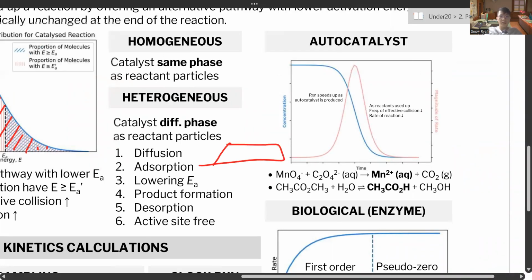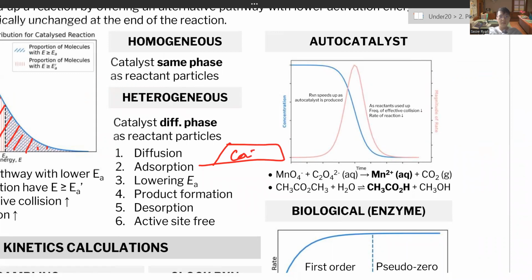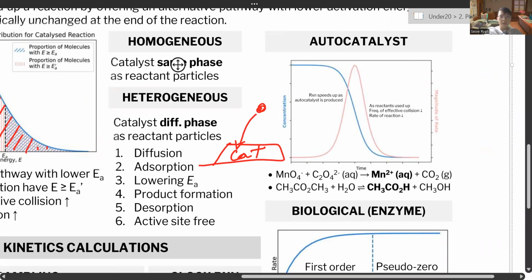So this is a catalyst. The reactant molecules will diffuse to the surface and adsorb onto the surface. Adsorption is something like getting stuck onto the surface. So now all of these molecules are adsorbed onto the surface.